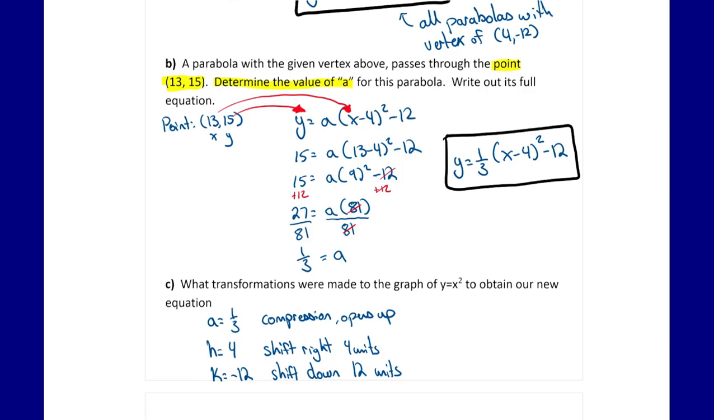So based off of that a, h, and k, I can now determine what the transformations are, or how this equation has changed based off of my basic or original function of y equals x squared.